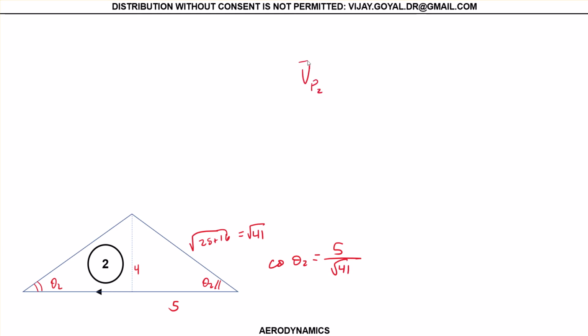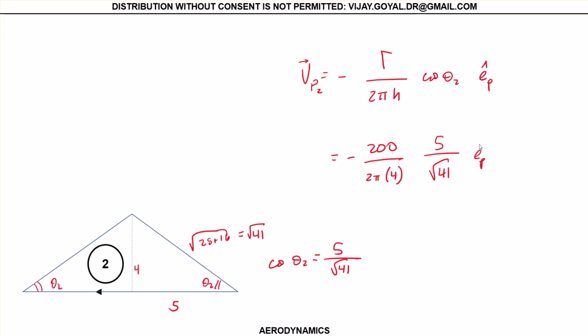And we know that VP for this segment will give you 2 pi, because the angles are the same. So I just used the same expression I used in the previous chart. And that gives you minus 200, 2 pi divided by 4, 5 over square root of 41 EP. And VP2, when you do the whole calculation, gives you 6.21 EP meters per second. Okay, so we are done with segment number 2.